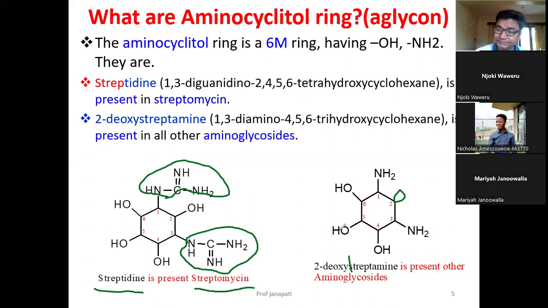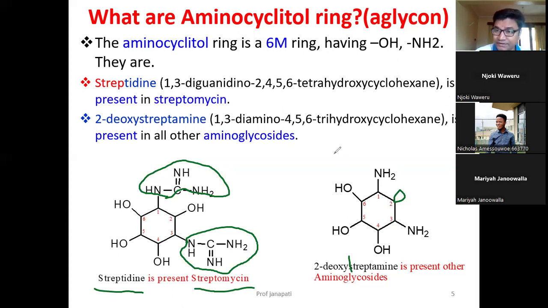All other drugs consist of 2-deoxystreptamine. That is the difference. You can classify under chemical classification: drugs consisting of streptidine and drugs consisting of 2-deoxystreptamine. Then now it's very easy. Streptomycin consists of streptidine. The remaining other drugs consist of 2-deoxystreptamine, present in all other aminoglycosides.